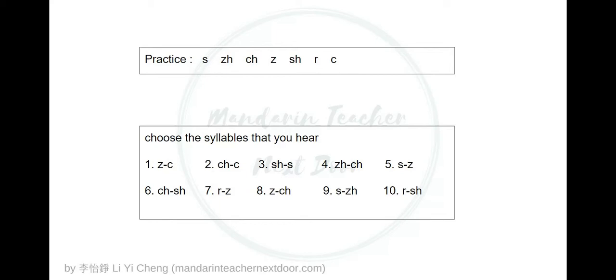日 日. Left or right? 日 日. The answer is the left one. How do you pronounce the right one? Z or zi? 滋 滋. Good. Number 8.